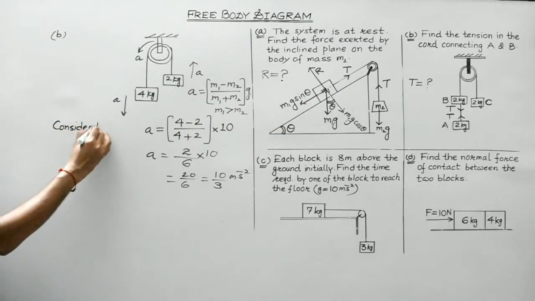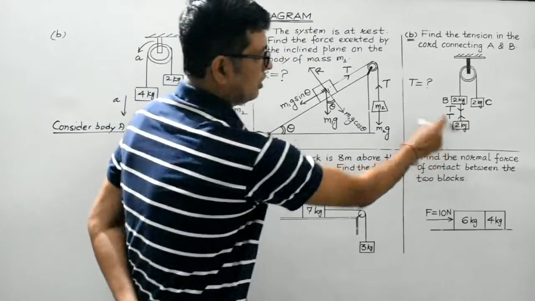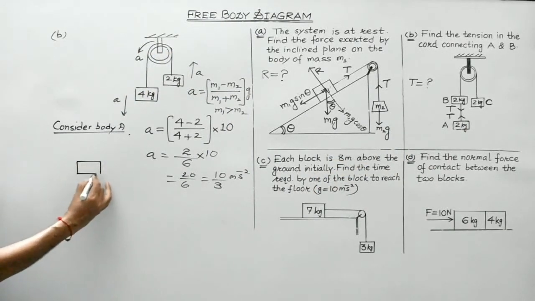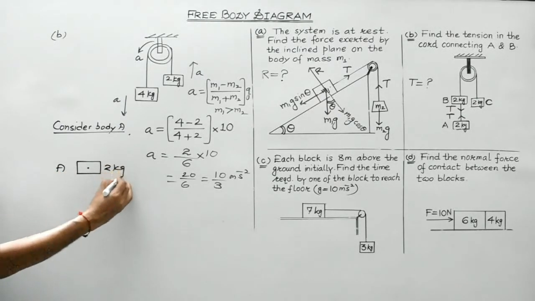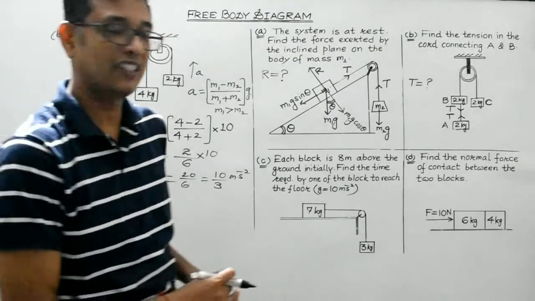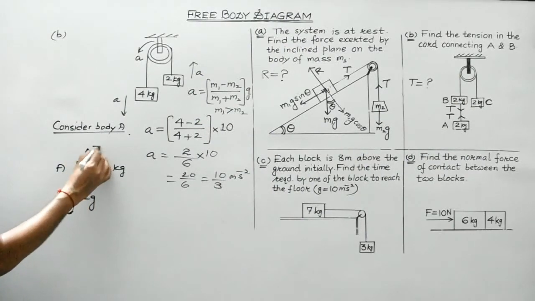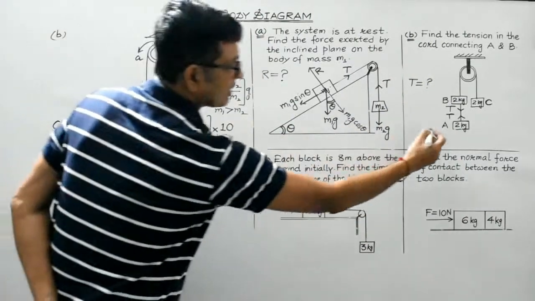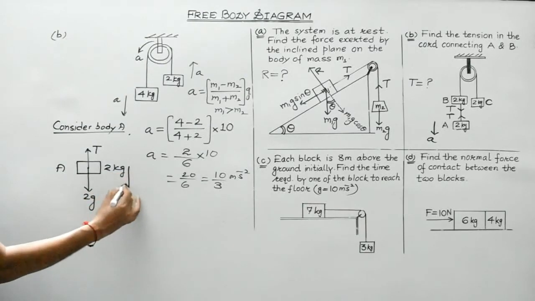Consider body A. Right? Let's consider this body. So, let's represent all the forces acting on this particular body. This is of body A and its mass is 2 kg. So, one is its weight, which will be in the vertically downward direction towards the center of the earth. The second one is the tension. This is the tension. And the body is getting accelerated in the downward direction, right?